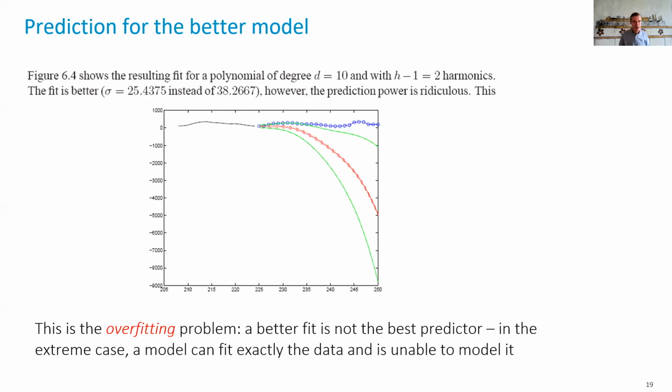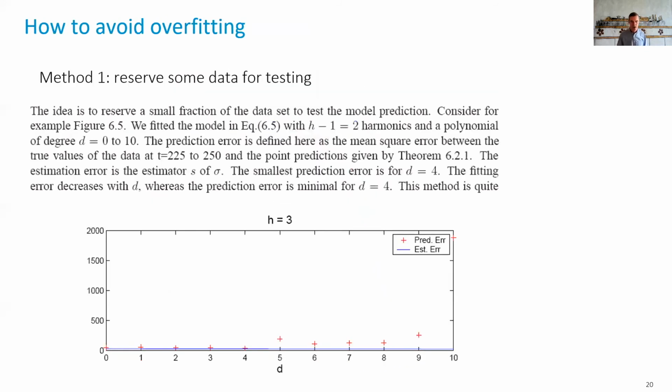If I have enough parameters, I can fit any function exactly. If I fit any function exactly, in learning theory, we don't learn anything. So in order to learn, we must allow that the noise remains noise here. So having the better fit in the past does not give the best predictor. In the extreme case, a model can fit exactly the data, and then it's not a model of the data, it's just a repetition of the data.